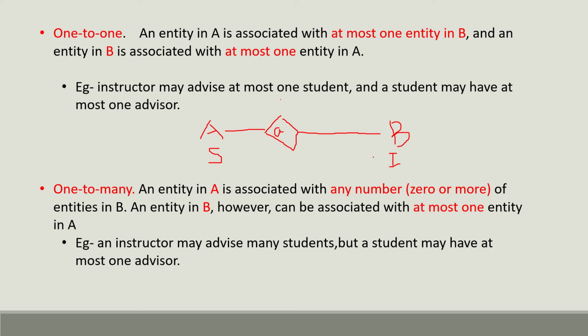If I am taking any one instructor here, let it be me. I am one instructor in the entity set instructor. If you are taking the students of our college, the MCA department, I may be the advisor of many students. We all know that a student has only one advisor. So from instructor to students, one instructor may be the advisor of many students.